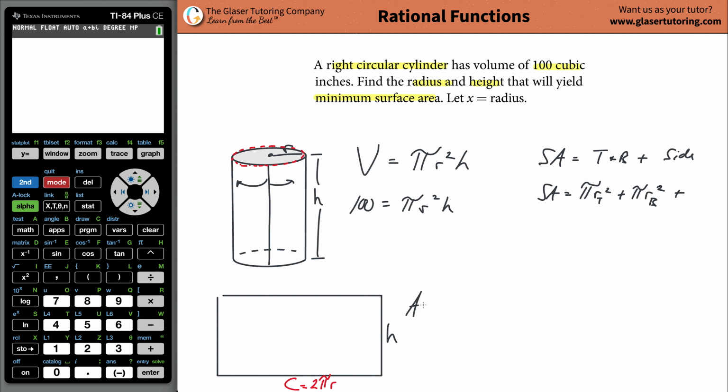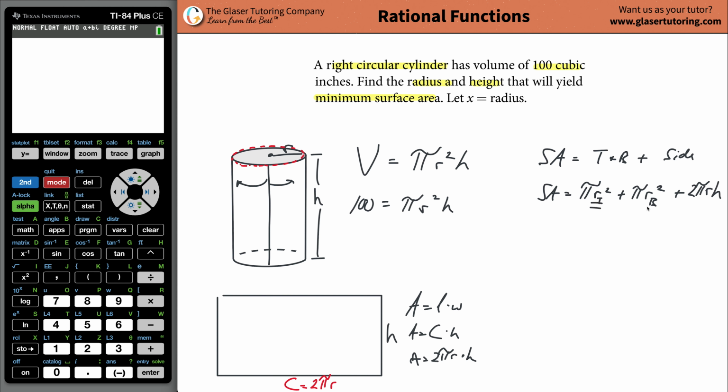So the area of this little rectangle, remember, was length times width. The area then was equal to the circumference times the height. And we said that the circumference is equal to 2 pi r, and then that's multiplied by the height. All right, so that's what we're going to plug in. That's what I'm going to try to squeeze in over on this side. So it's going to be 2 pi times the radius times the height.